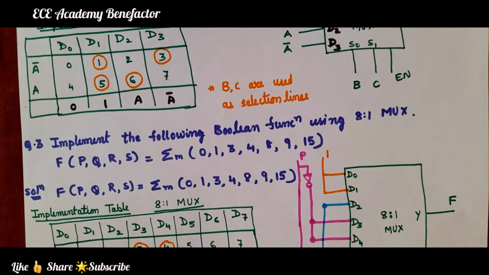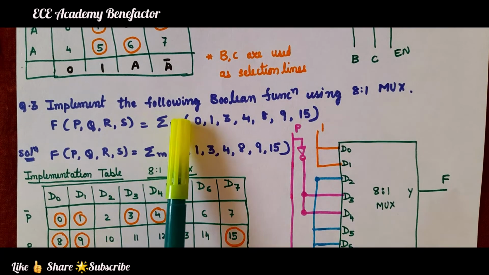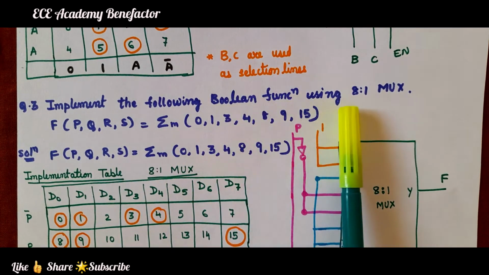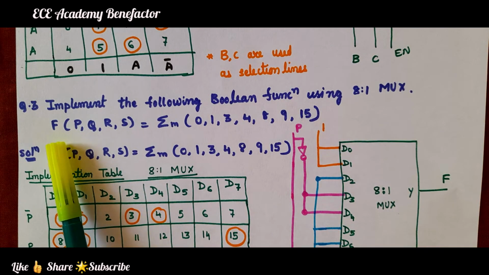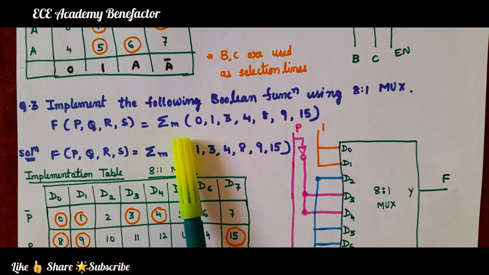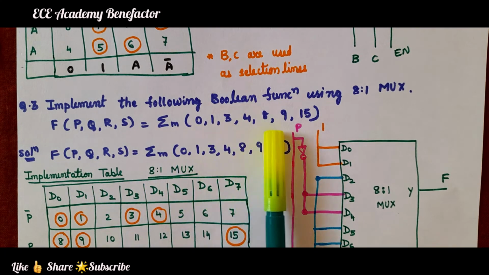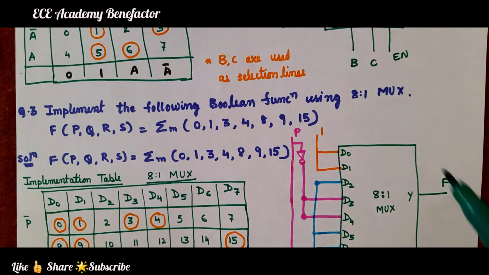Okay, now let us see the third question. The question is, implement the following Boolean function using 8:1 mux. The Boolean function is f(p, q, r, s) = summation m(0, 1, 3, 4, 8, 9, 15). We are supposed to use 8:1 mux.